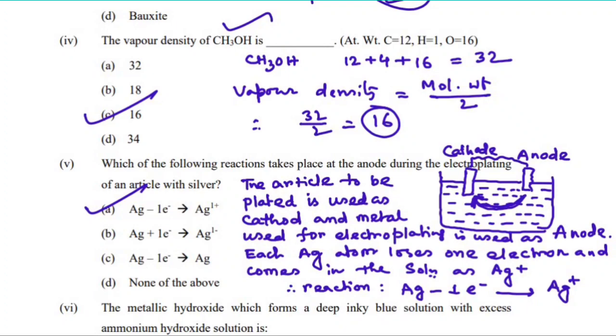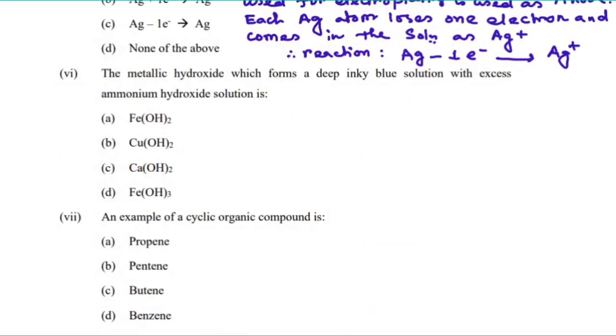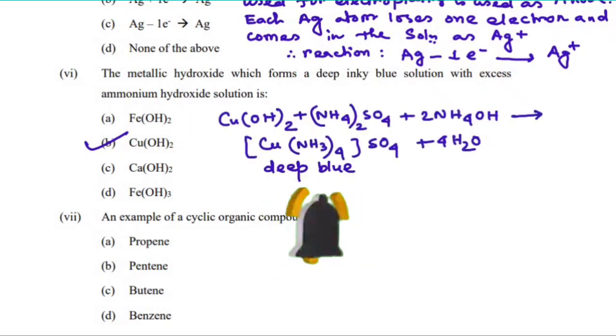Okay. Next question. The metallic hydroxide which forms a deep inky blue solution with excess ammonium hydroxide solution is. The answer should be Cu(OH)2, copper hydroxide, option B. Because copper hydroxide reacts with excess ammonium hydroxide solution to form a deep blue solution of tetraammine copper sulfate. Here is the reaction: copper hydroxide reacts with excess ammonium hydroxide and forms tetraammine copper sulfate. That is deep blue. The answer is Cu(OH)2.